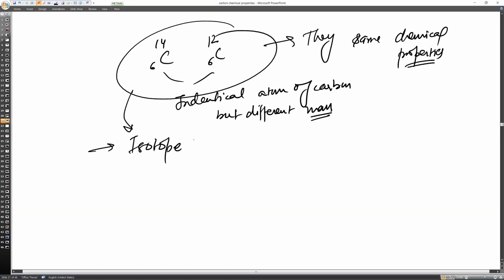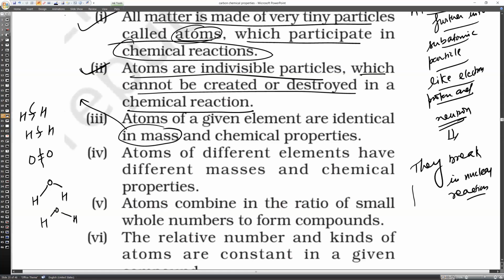That the atoms of the same element will have the same mass? No, the atoms of the same element can have different masses. So in the case of mass only, it is incorrect, but they will have the same chemical properties. So half of it is correct. This portion saying that they have the same chemical properties, so it is an identical property, is correct. But identical mass is not. It is incorrect.